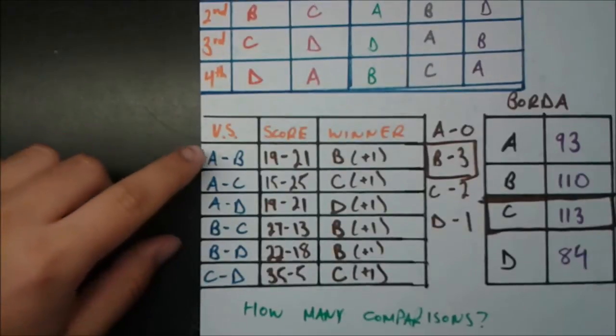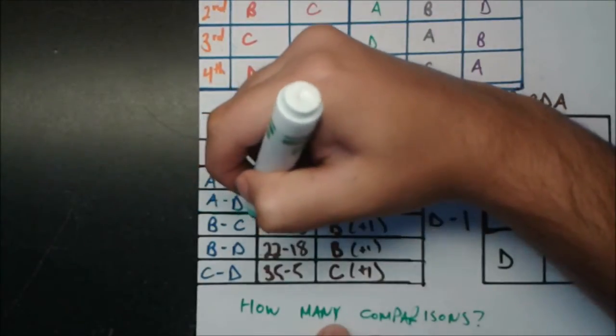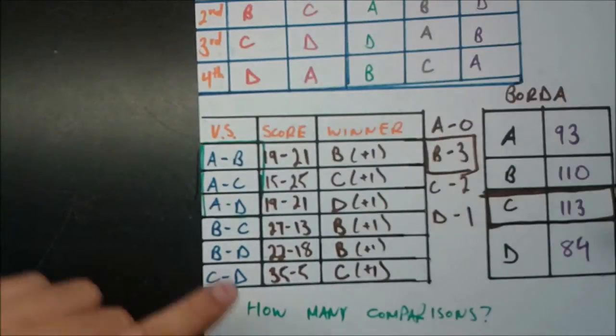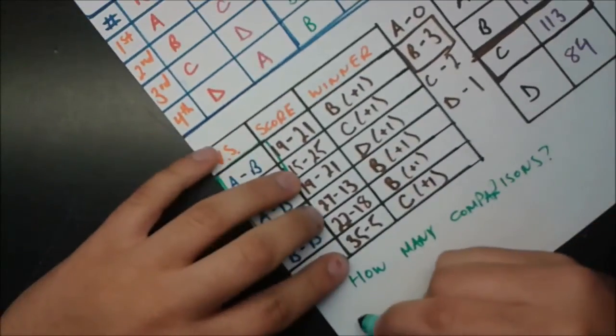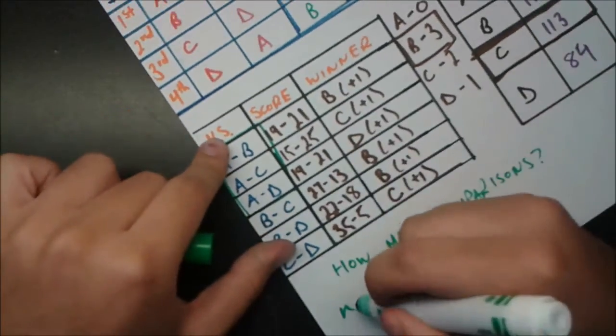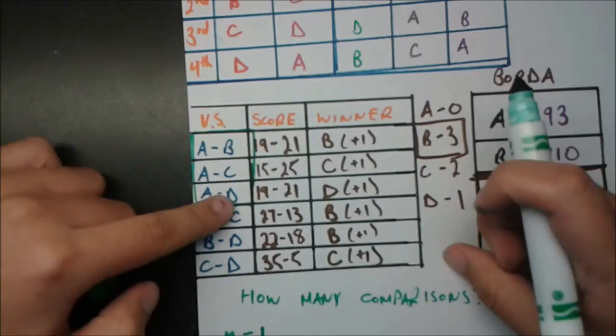And what did I do first? I wrote down A versus B, A versus C, A versus D. That's like one block because it's all listing A first. So A has to be listed against all of the other candidates. And how many is that? That's going to be, if we have, let's say, N candidates, then this first block is going to be how big? It's going to be N minus 1 because it's going to be the first candidate versus all these N minus 1 candidates.